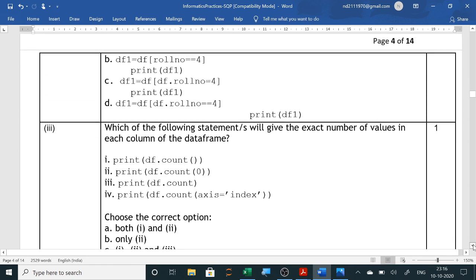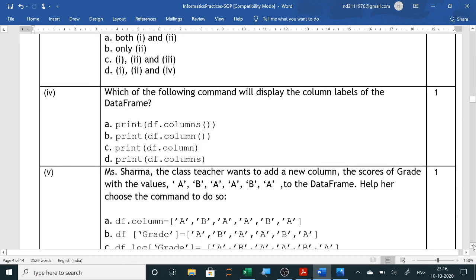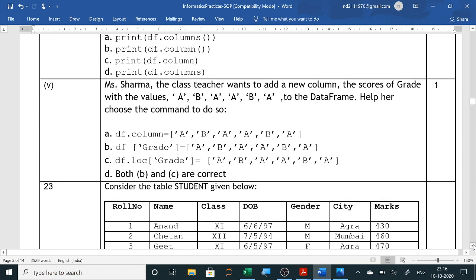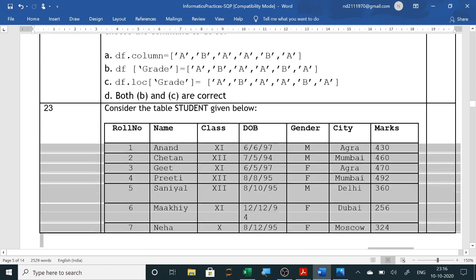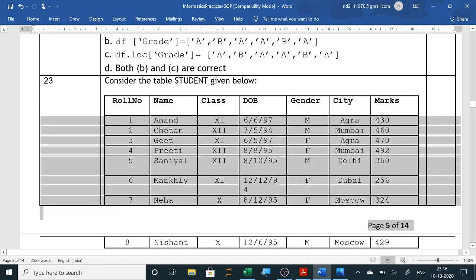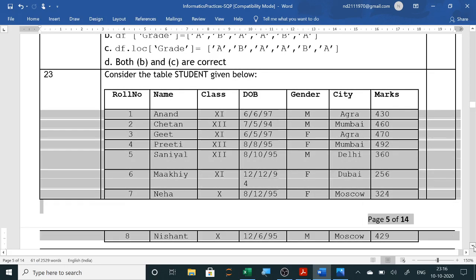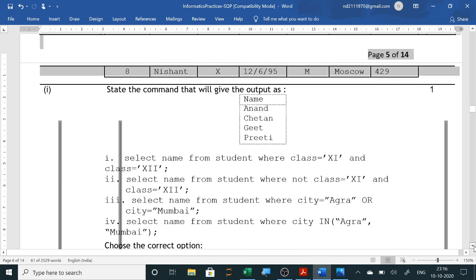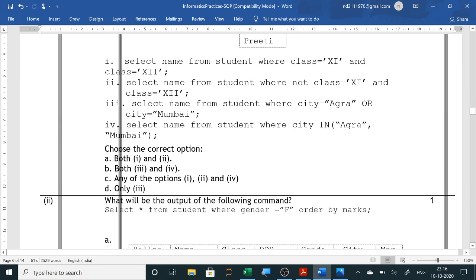So 1 to 5 means 5 questions are given, and in this any 4 we have to solve. So in this MCQ is given and different types of questions are given. So we will go through the question also. Now question number 23 is a case study of your MySQL. You can see here MySQL case study, and in this you are having a single table, and then the commands they have asked here. Select query is given and we have to solve it and select the correct option.